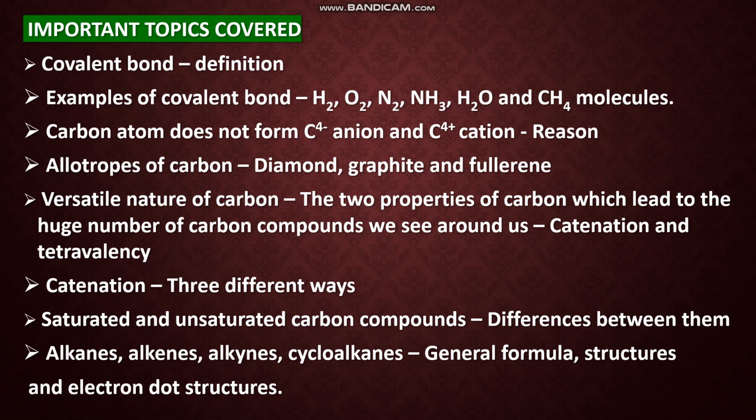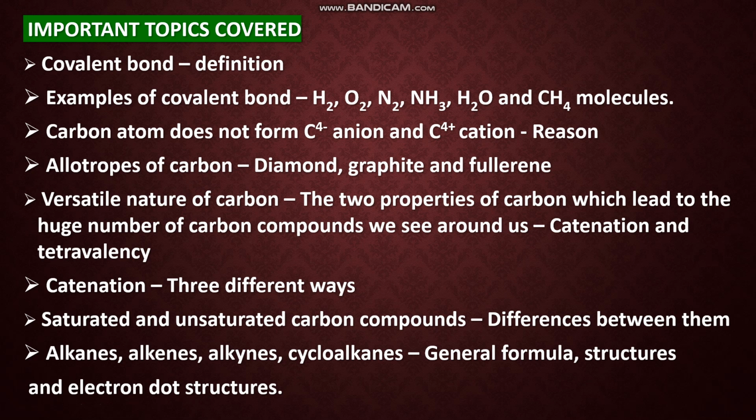Next we learn the versatile nature of carbon. In that we have learned the two properties of carbon which lead to the huge number of carbon compounds we see around us. So we know most of the substances we are using in our daily life are carbon compounds. And what is the reason for this? Why is carbon forming such a large number of compounds? There are two reasons. One is catenation, the other one is tetravalency.